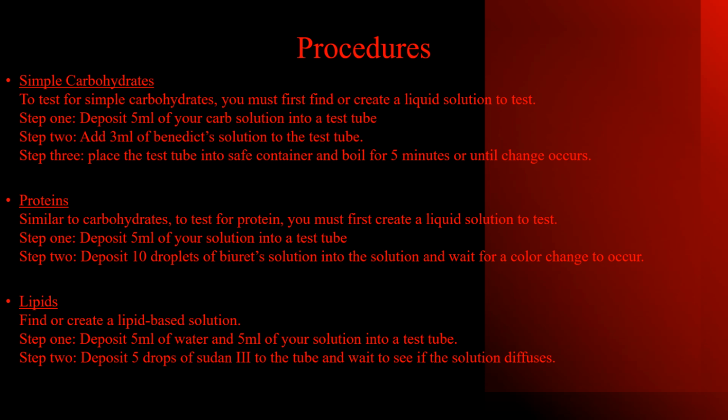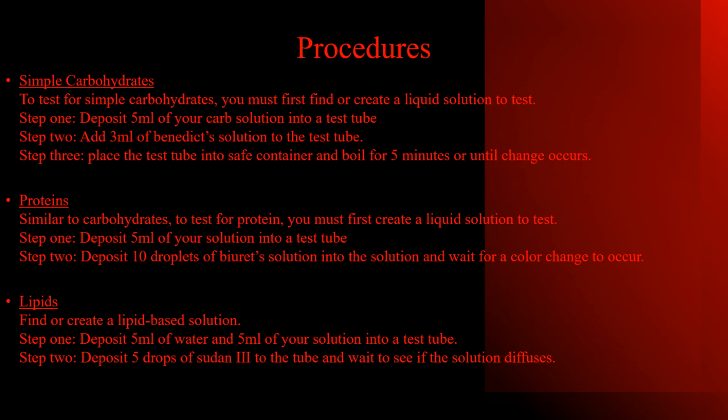Procedures. Simple carbohydrates. To test for simple carbohydrates, you must first find or create a liquid solution to test. Step 1. Deposit 5 milliliters of your carb solution into a test tube. Step 2. Add 3 milliliters of Benedict's solution to the test tube. Step 3. Place the test tube into a safe container and boil for 5 minutes or until change occurs.